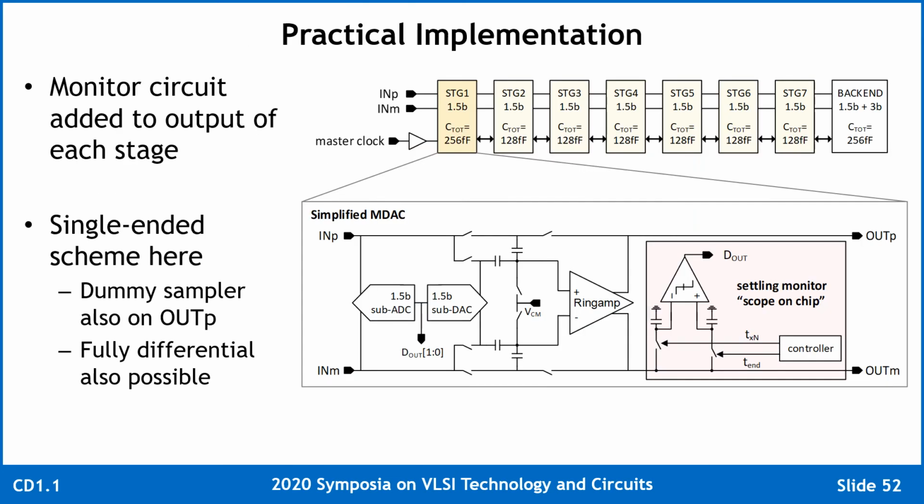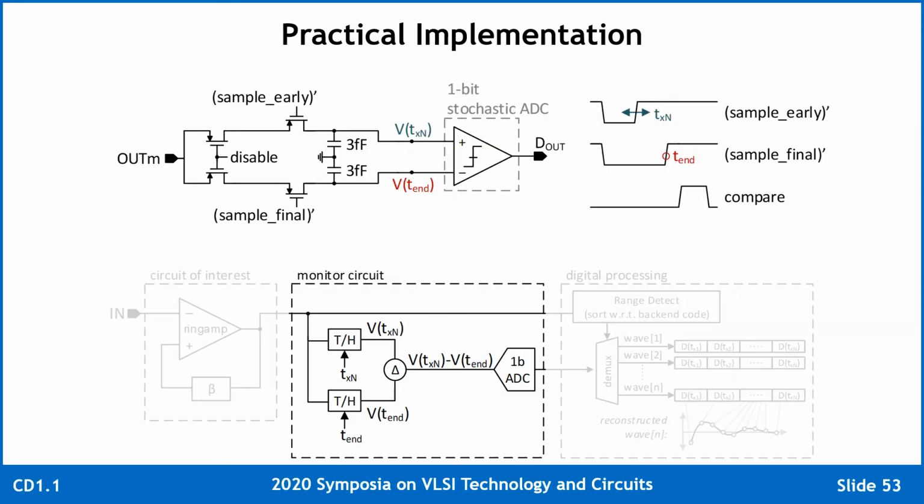At the output of each stage in the pipeline, we place one of these settling monitor circuits onto the negative output node. This single-ended approach has to do with some of the practical issues of our system, but it's certainly possible to do a fully differential implementation as well. That monitor circuit's implementation is actually quite simple. There are some disable switches, the sampling switches, very small sampling capacitors, and then our 1-bit stochastic ADC.